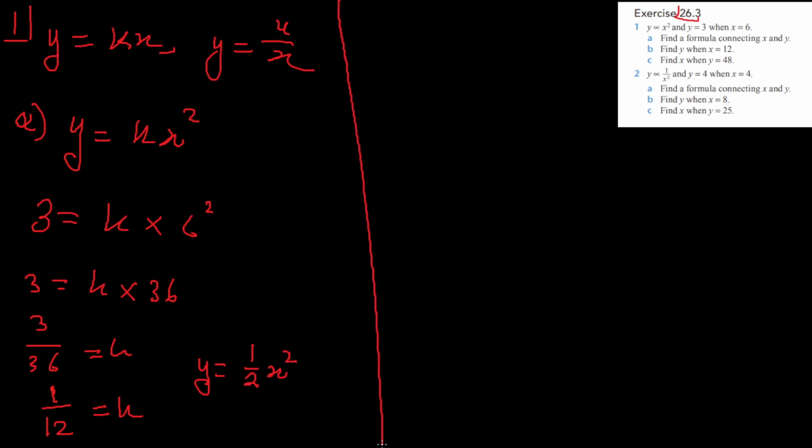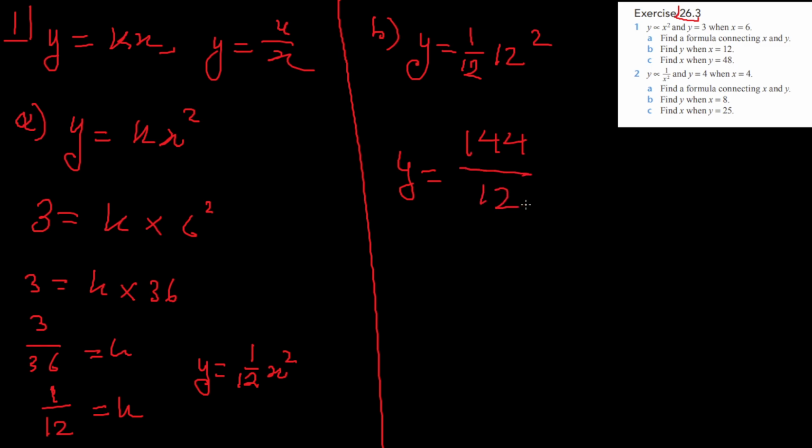So let's do number B. Number B is to find y. So we just do 1 by 12 x squared. We know x is 12, so just do 12 squared. This is the square of 12, 12 by 12, divided by 12. We obviously get 12. So y equals 12.